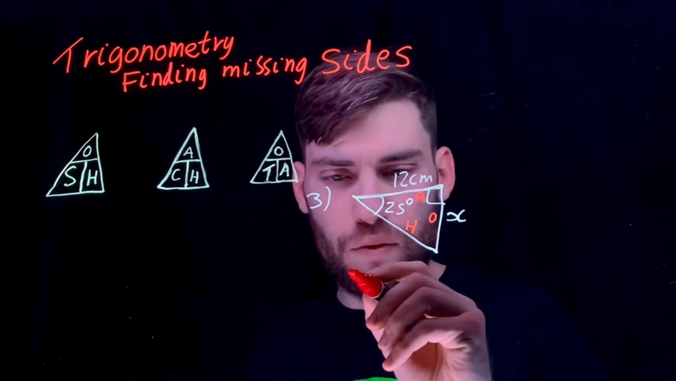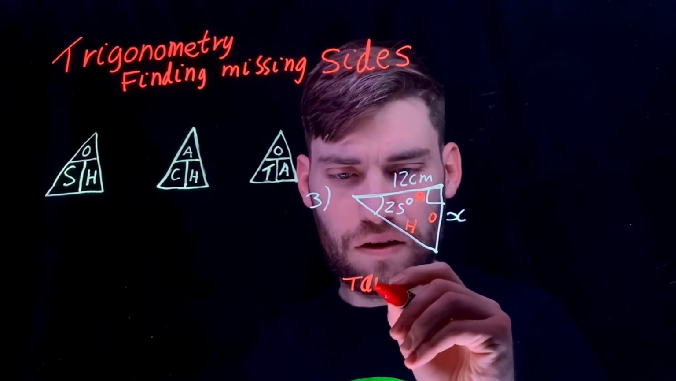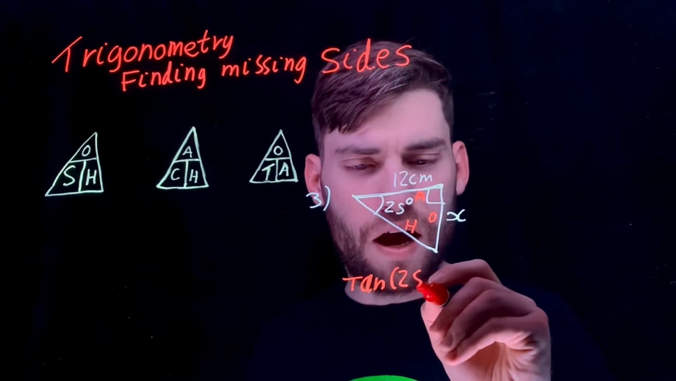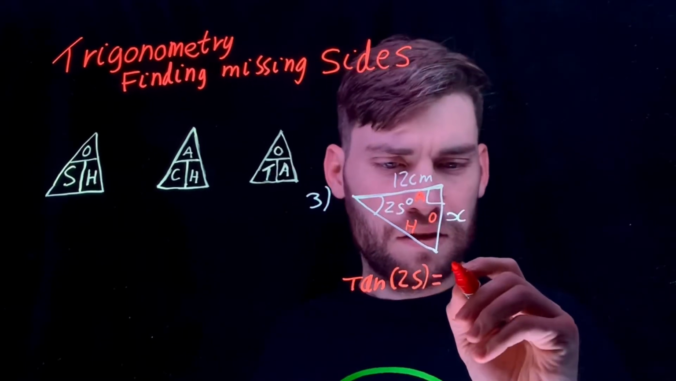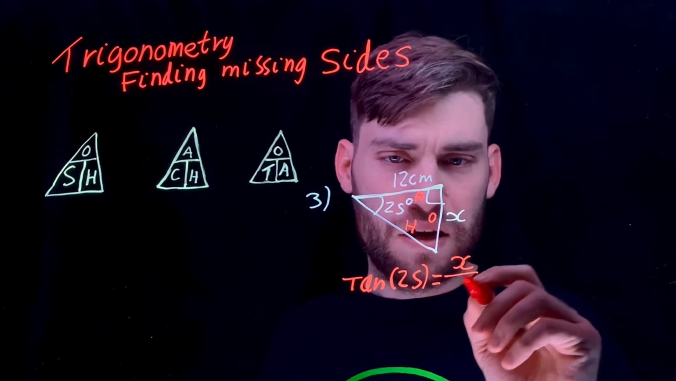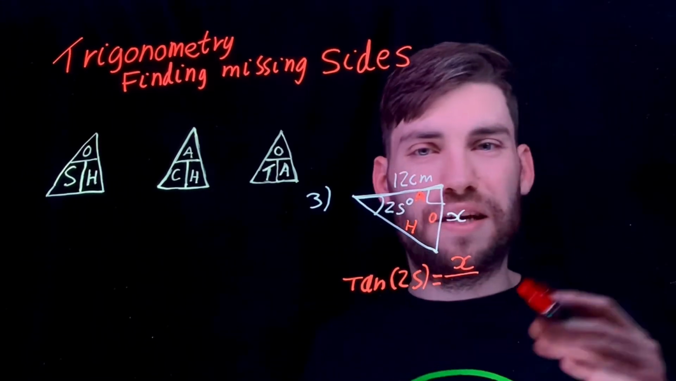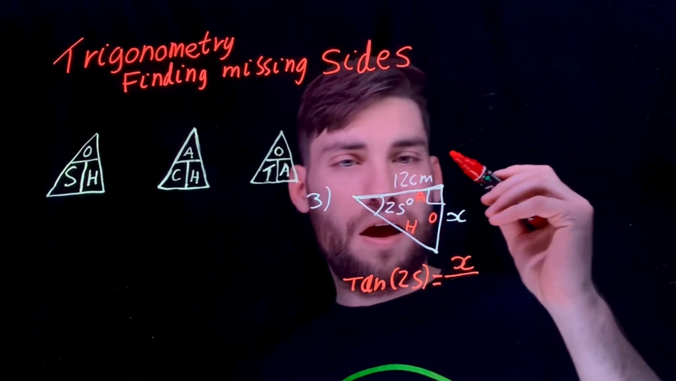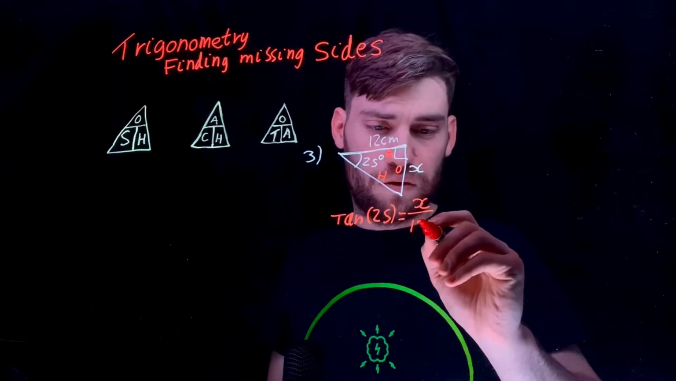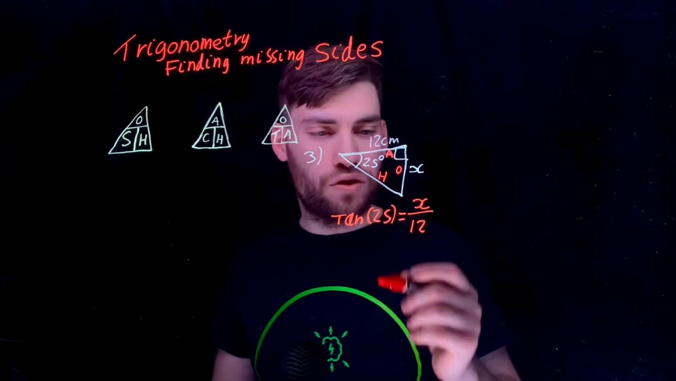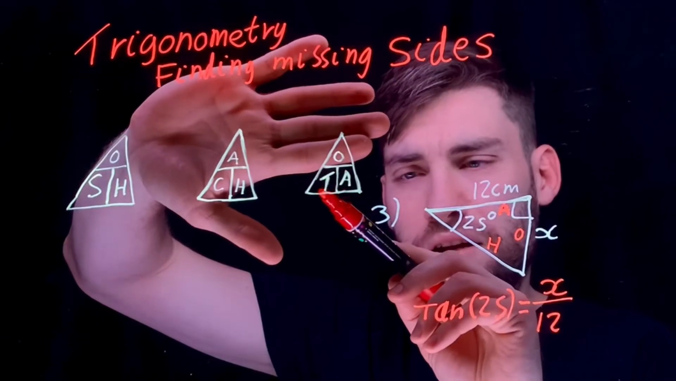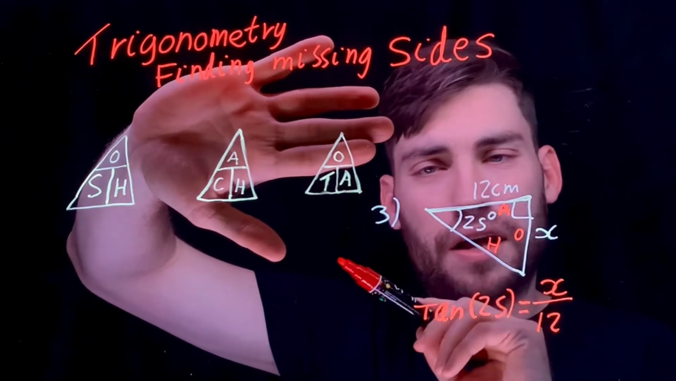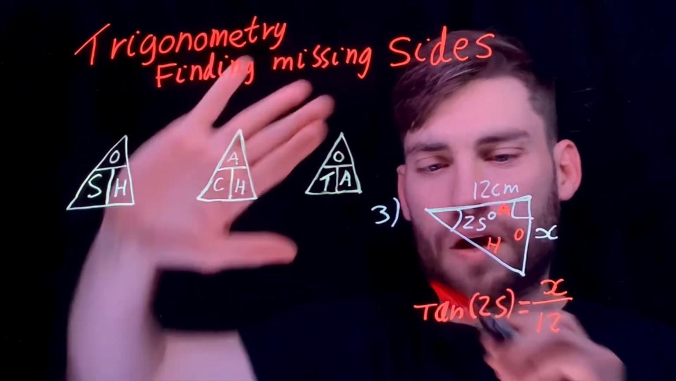Okay, so fill in what we know. So tan 25 equals the opposite side, which is x in this case. Sometimes it'll be different letter A, B, C. It doesn't matter, just using x, okay? And the adjacent side. So x over the adjacent, which is 12. Now, we want to find the opposite, so we cover the O. So tan 25 multiplied by the adjacent, so tan 25 multiplied by 12.